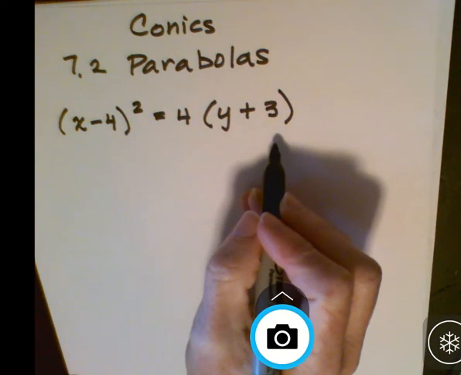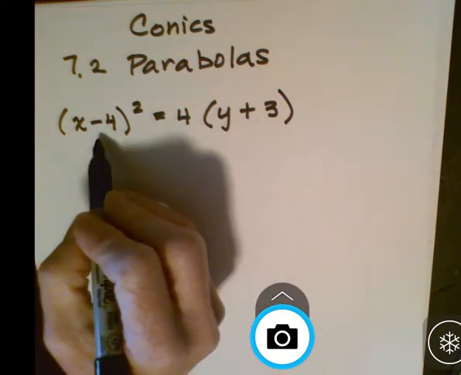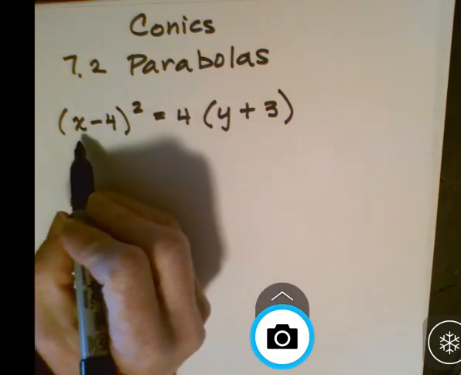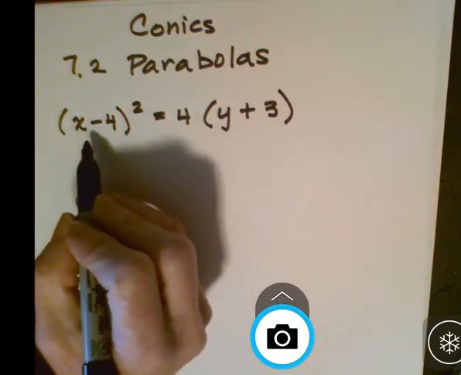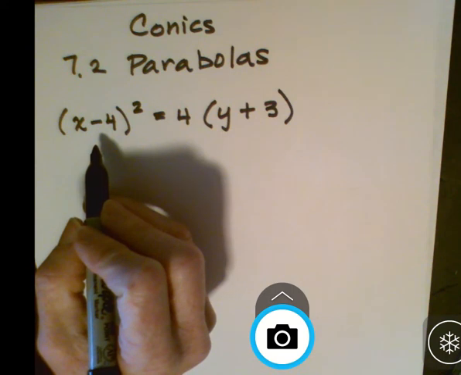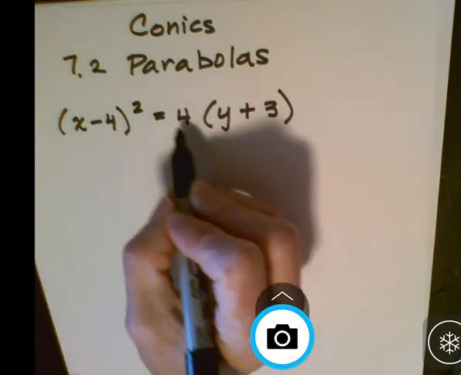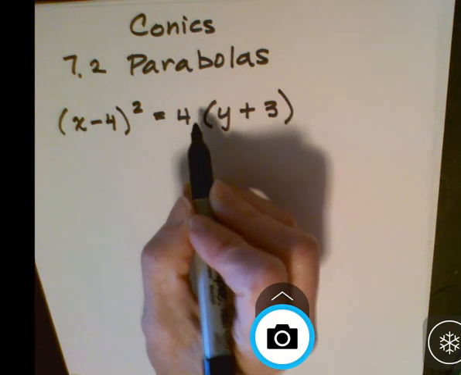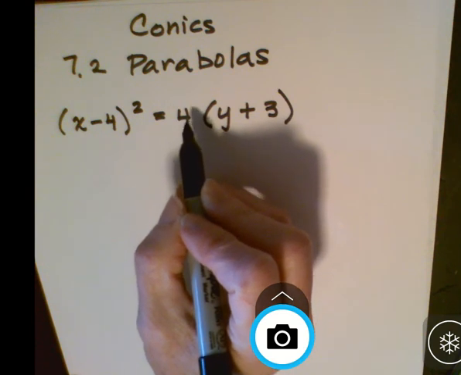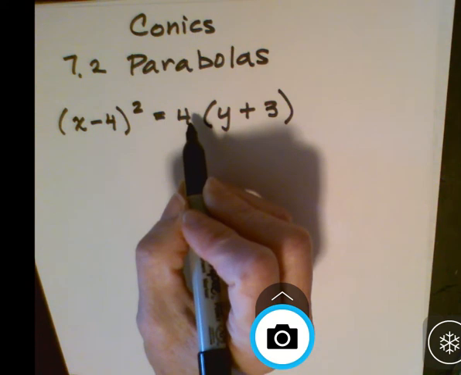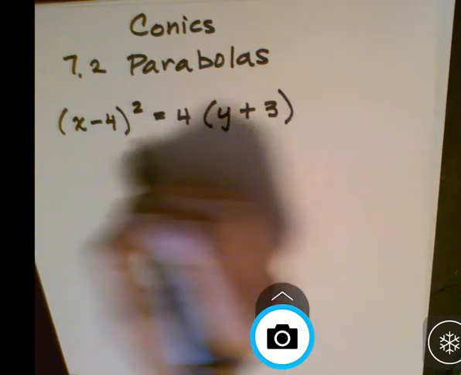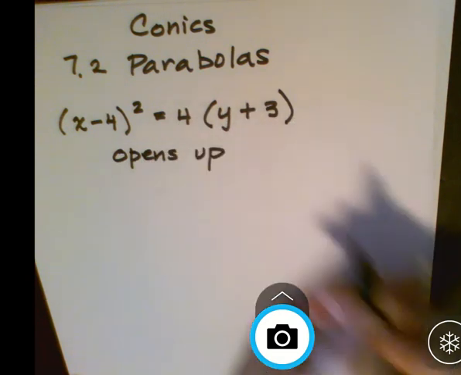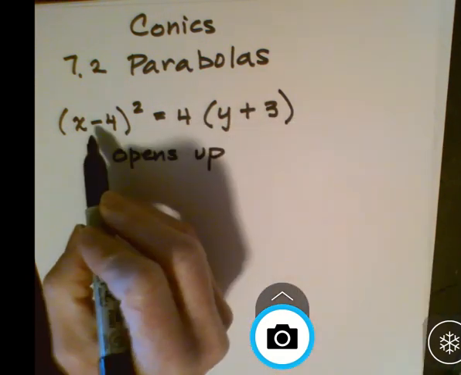The first thing we can tell from this form is that x is the variable that's squared. Notice that y is not squared. When x is the variable that's squared, we know the parabola either opens up or down. If the sign in front of whatever number is here is positive, it opens up. If this sign is negative, it opens down. So let's make note, from this we can tell the parabola opens up, because that 4 is positive, because it's an x squared.